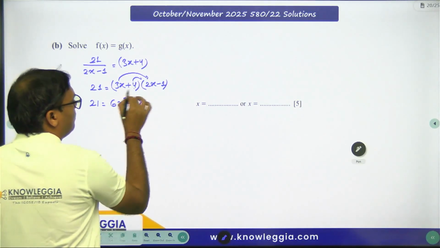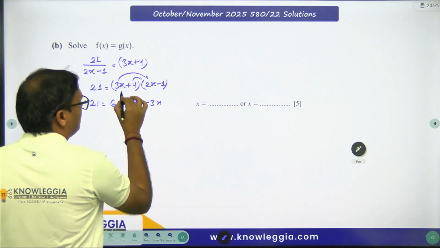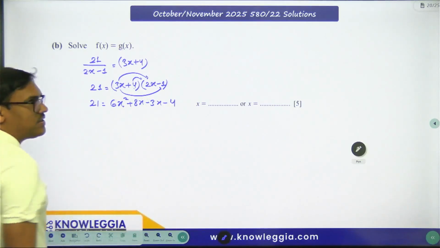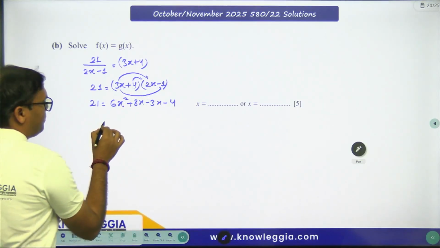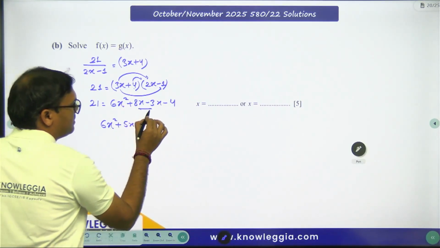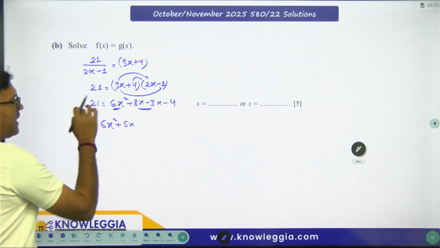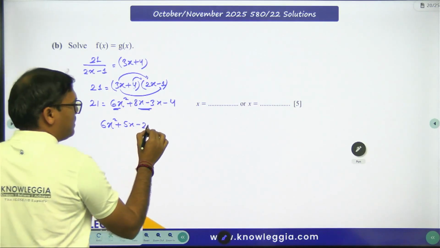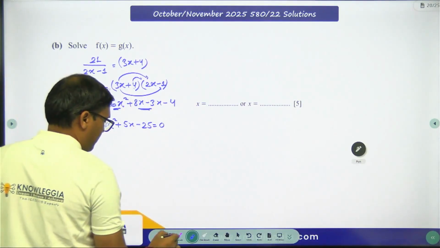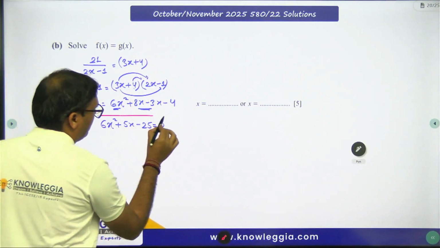Multiplying these two, now this is negative 3x, 3x minus into minus 1, and 4 into minus 1, which is equal to minus 4. You can see this is 6x² plus 5x. Subtracting 21, this will become minus 25 equal to 0. So this is the expression we got. This is the quadratic equation we got.